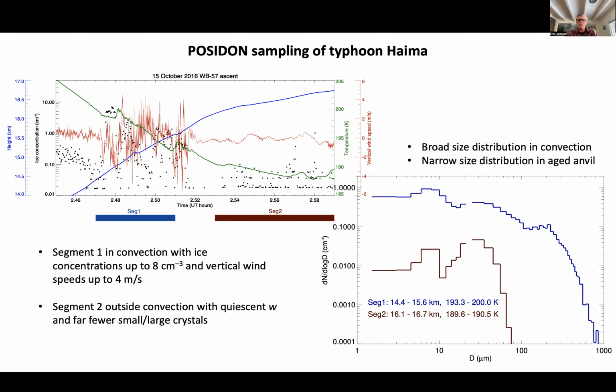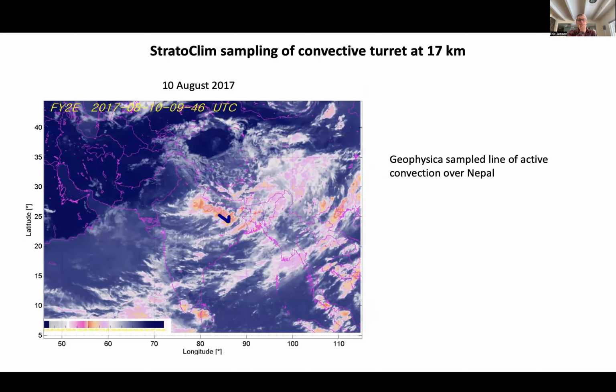But anyway, it's a similar picture to what we saw in ATREX. And then lastly, for StratoClim, this was out of Nepal, the very bold Russian pilots flew through this active convection. The black is the flight track here, overlaid on the IR image, and there's very strong convection along the slope of the Tibetan Plateau here in northern India. And they flew right through this.